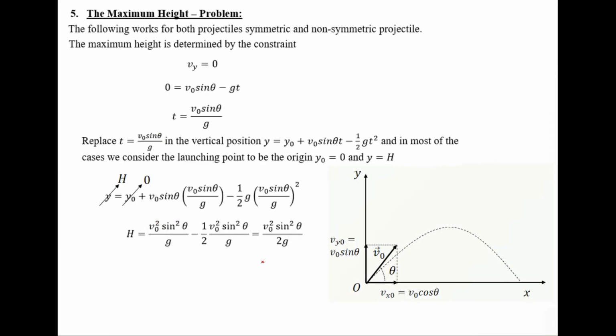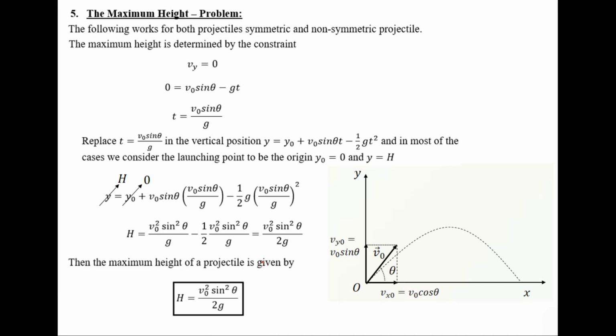by 2g. So in brief, for both symmetric and non-symmetric projectiles, the maximum height would be given by V0 squared sine squared theta divided by 2g. Okay, and that would be the maximum height.